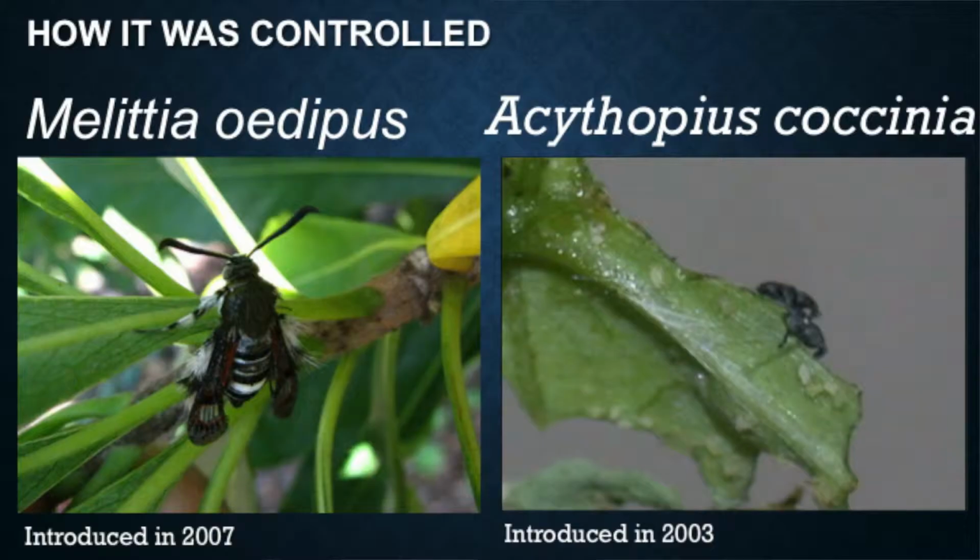How was it controlled? These are the 2 non-indigenous biological controls used to prevent the spreading of the Coccinea family. On the left, we have a Melilla oedipus, which was introduced to Saipan in 2007. And on the right, we have Athopus coccinea, which was introduced to Saipan in 2003.